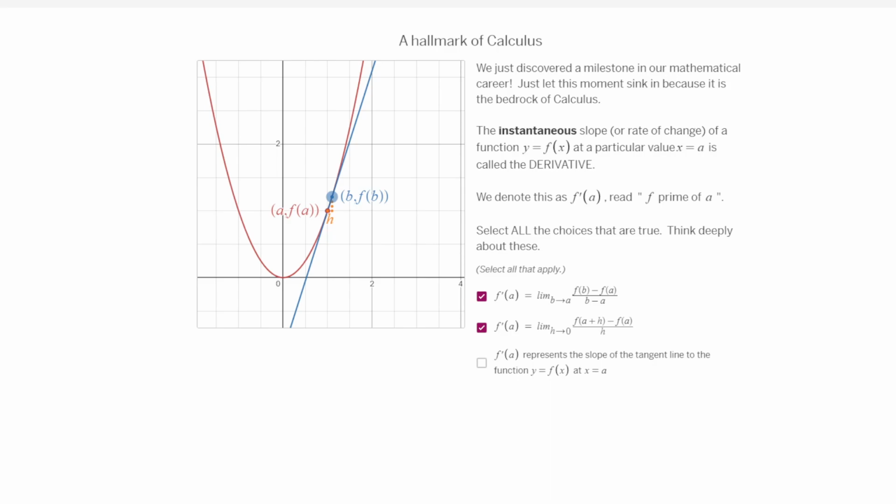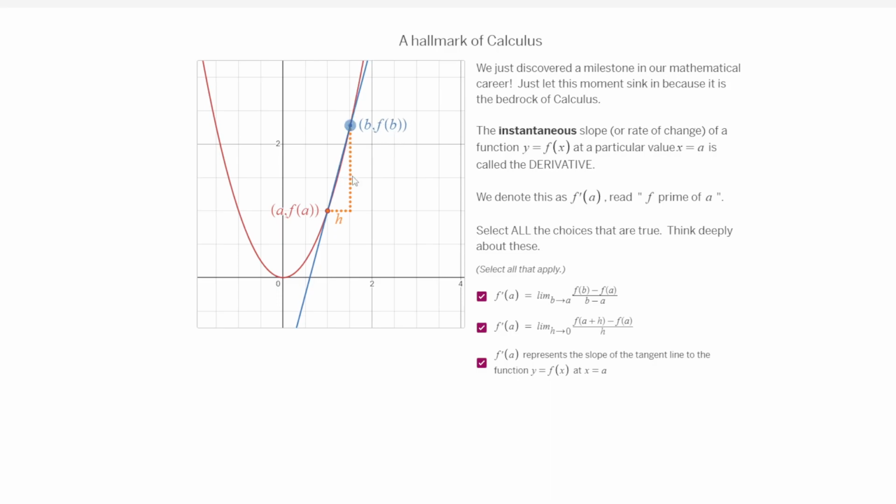Okay, and the last one is just the notation and the interpretation of the derivative. F prime of a represents the slope of the tangent line to the function y is equal to f of x at x is equal to 0. Okay, that's just pulling it all together. Yes, we're going to say yes to this.